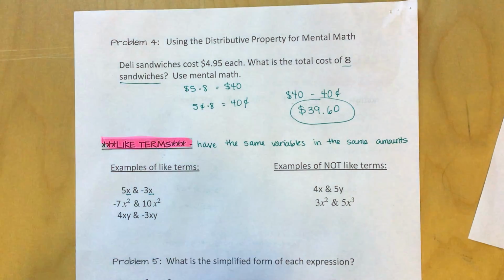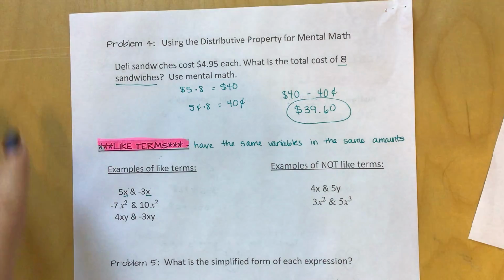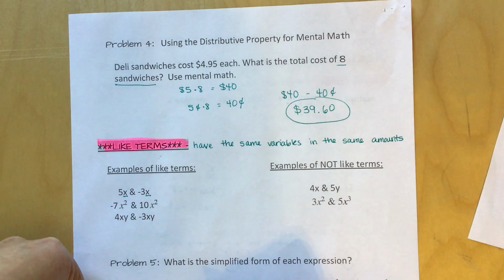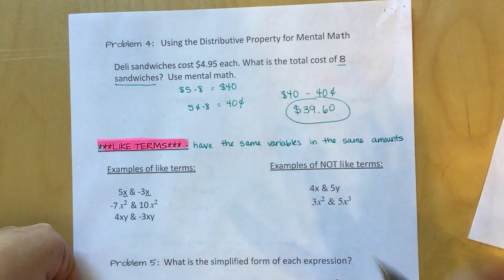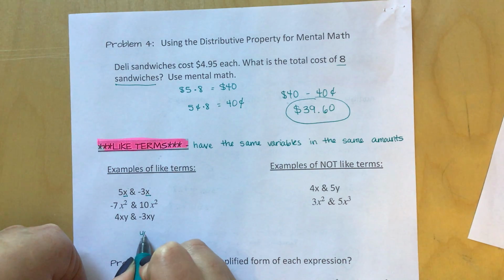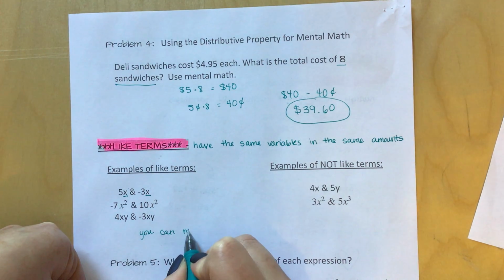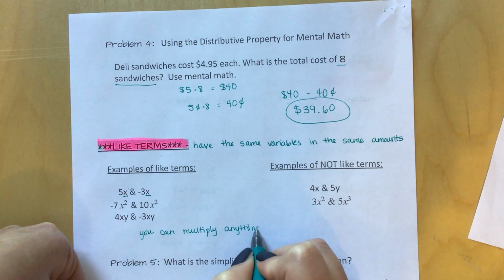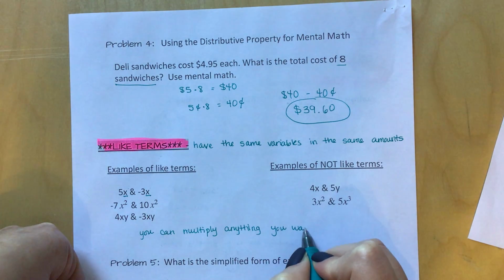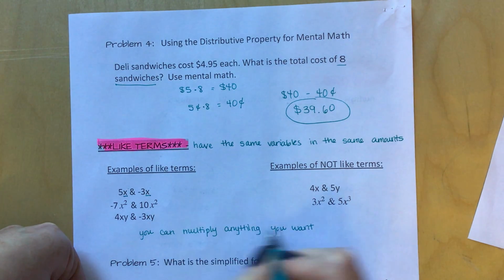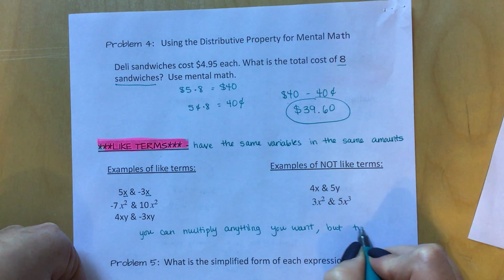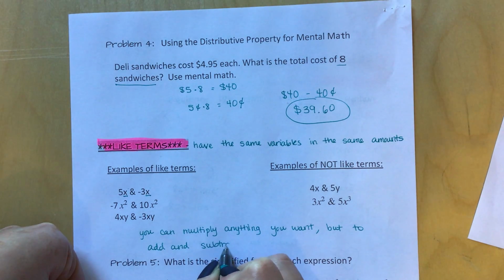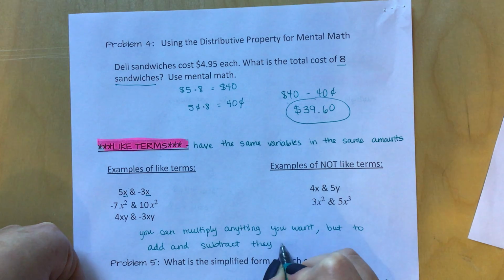Now, there's one more thing I want you to know. You can only add and subtract like terms. You are allowed to multiply anything you want. But to add and subtract, they must be like terms.